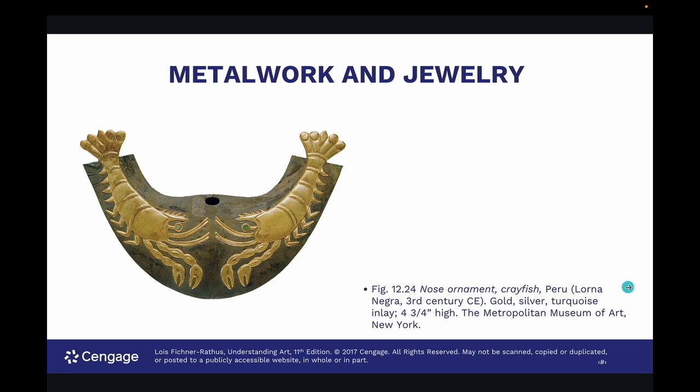And this is a nose ornament made from gold, silver, and turquoise, and the turquoise is inlaid into the eyes of the crayfish. I do not know exactly how this would have been worn, but it is an example of jewelry, and certainly when we think about metalwork, we can associate that with jewelry and fashioning ways to beautify the human body.